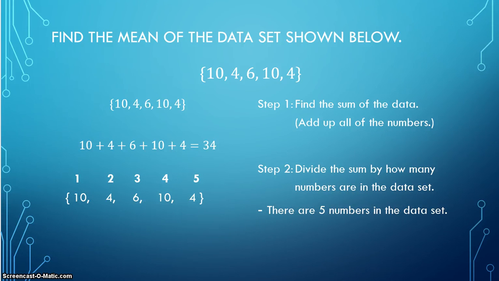So to figure out our mean, we take our sum, which is 34, and divide it by the number of numbers in our set, which is 5. 34 divided by 5 gives us 6.8. So our mean here is 6.8. Again, how we find our mean is we add up all the numbers in our data set, which gave 34, and divide by how many numbers are in our set, which is 5. So 34 divided by 5 gave us a mean of 6.8.